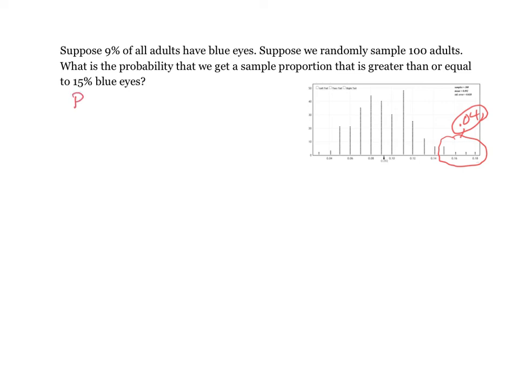So again, remember our p is 9%. Okay, they've told us what the parameter is, and for this chapter, they're always going to tell you the parameter. Okay, this is how we are learning about sampling distributions. Sample size is 100, and I'm looking for samples that are bigger than or equal to 15%, sorry.